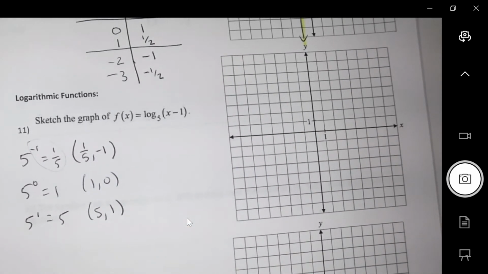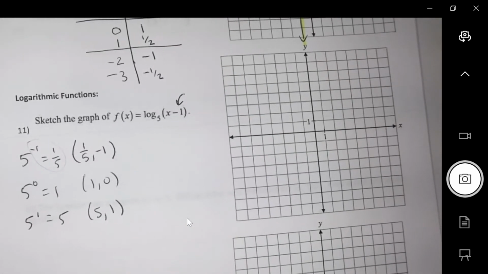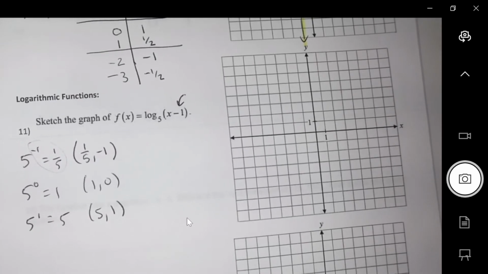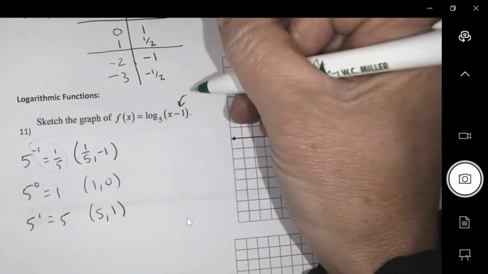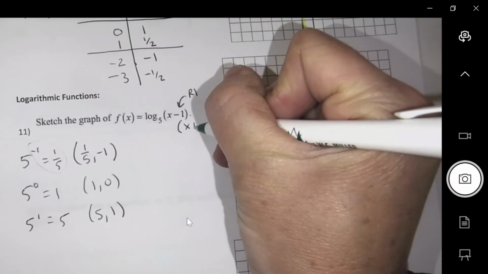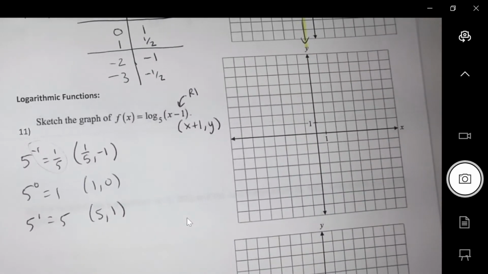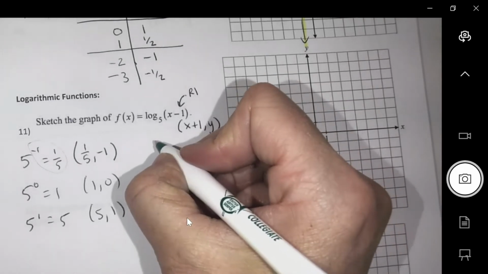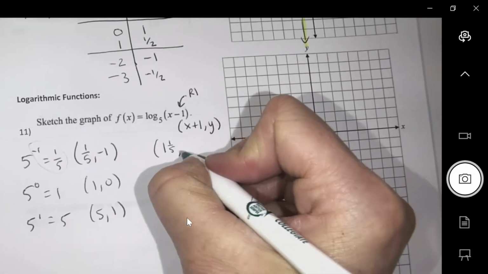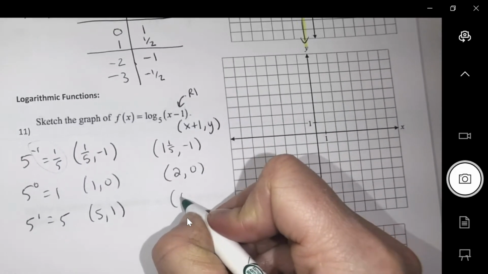Okay. Now you go back and think A, B, C, D stuff. This is doing what? It's right one. So all I'm going to do is x plus 1, comma, y. That's what I'm mathematically going to do. 1, 1/5. 2 and 6.